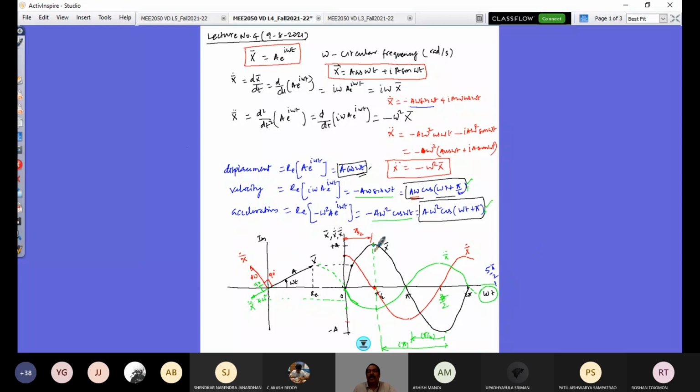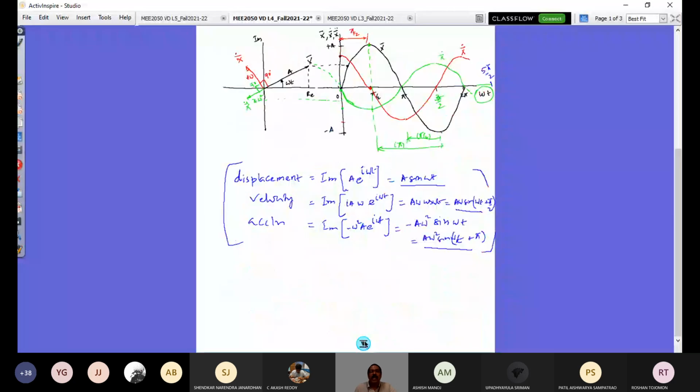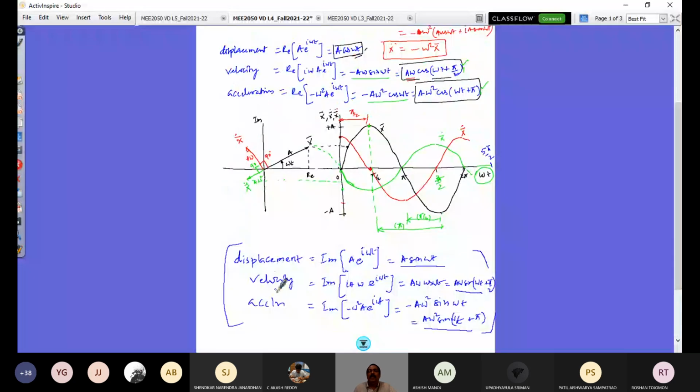Also, you can see that yesterday there was a question: can we have an imaginary part of this also? Yes, that is also represented by the same variation of velocity, acceleration, and displacement on this graph. So you can represent it like this. You know that the same displacement, velocity, acceleration can be written as a function of the imaginary part of this solution.